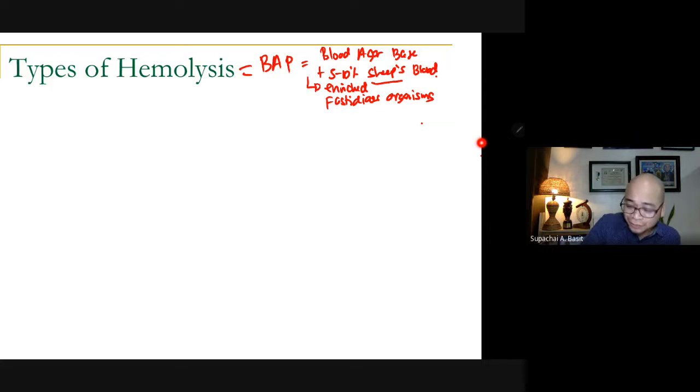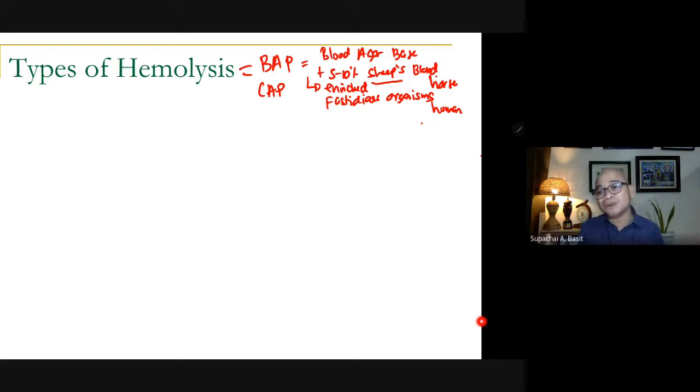If sheep's blood is not available, sometimes we use horse RBC. If horse RBC is not available, most of the time hospitals use human blood, expired human blood from the blood bank. But that's not really ideal, because what if the humans who served as donors had actually taken antibiotics? The antibiotics will be inhibitory to the growth of Staphylococcus, and the organisms will not be able to grow. So ideally, it has to be 5 to 10% sheep's blood. And if you heat the blood, it will turn brown. Hence the term chocolate agar plate. There's no Hershey's or Cadbury's in chocolate agar plate. The only difference is that blood agar plate is unheated, while chocolate agar plate is heated.